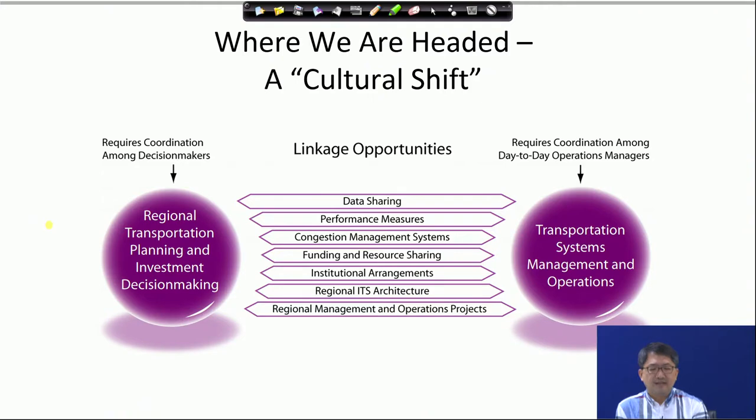So a cultural shift has to be given, because at the typical regional planning level, they don't have common data sharing, keeping the performance measures, having good congestion management systems, sharing the funding and resources. A lot of institutional issues are not trivial. I'm not sure that's the case here or not. It used to be in traffic operations centers, there's one for managing freeways, one for managing traffic signals, urban systems. They don't talk. Obviously, there are different divisions. They need to be communicating with each other and coordinating. Now they are in the same room and managing the system together, which is important.